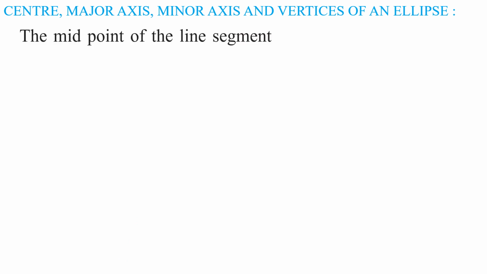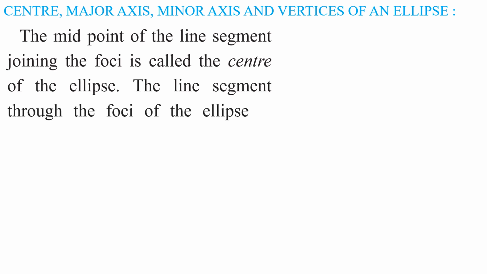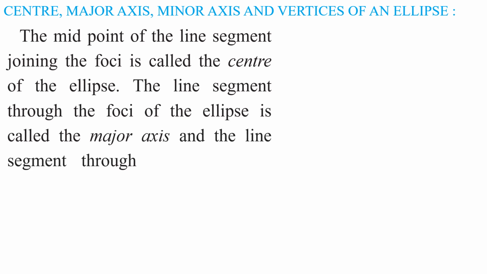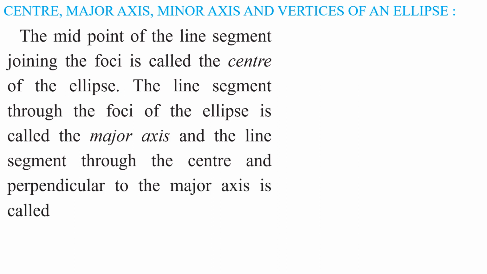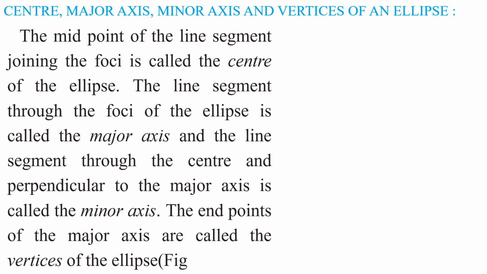The midpoint of the line segment joining the foci is called the center of the ellipse. The line segment through the foci of the ellipse is called the major axis, and the line segment through the center and perpendicular to the major axis is called the minor axis. The endpoints of the major axis are called the vertices of the ellipse. Okay, my children, understood all these points?